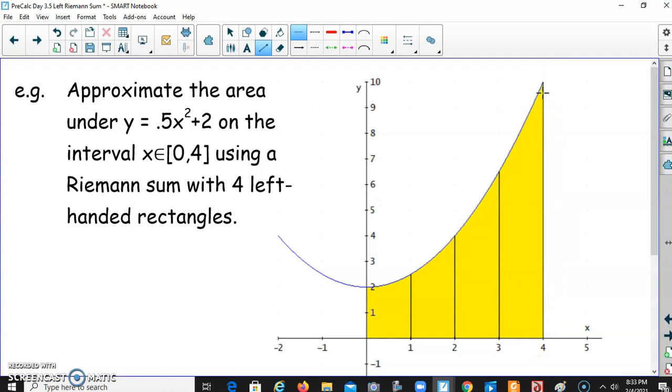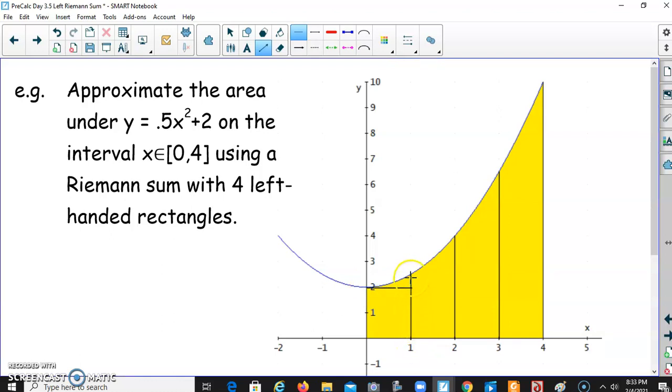Now I need to draw in my tops. The tops of my rectangles, because these are not rectangles yet, will be parallel to the x-axis. And what I want to do is follow up the left-hand side of the region, always, to form my top. So from 0 to 1, the left side is at x equals 0, and the right side is at x equals 1. Since I'm asked for left rectangles, what I'm going to do is follow up the left-hand side until I meet the curve, and then draw in my top.